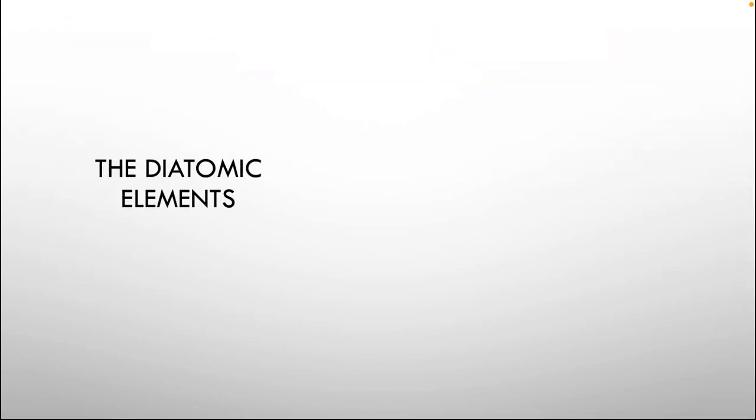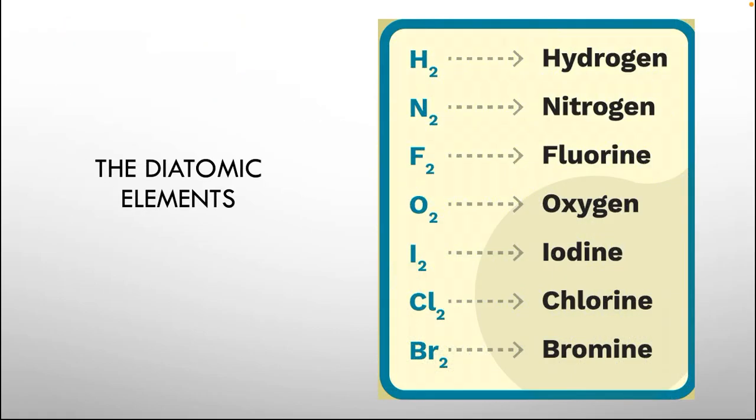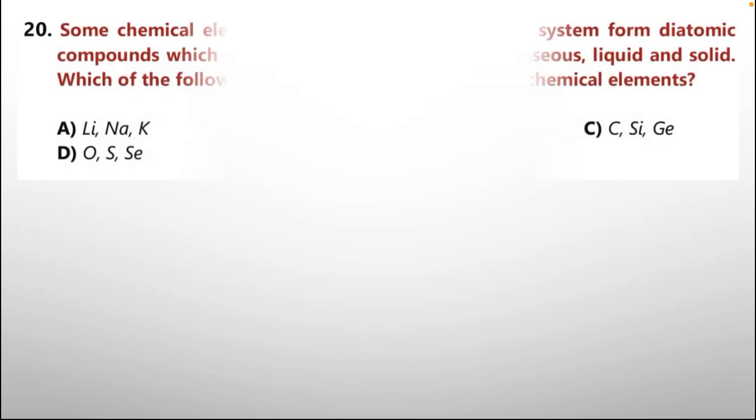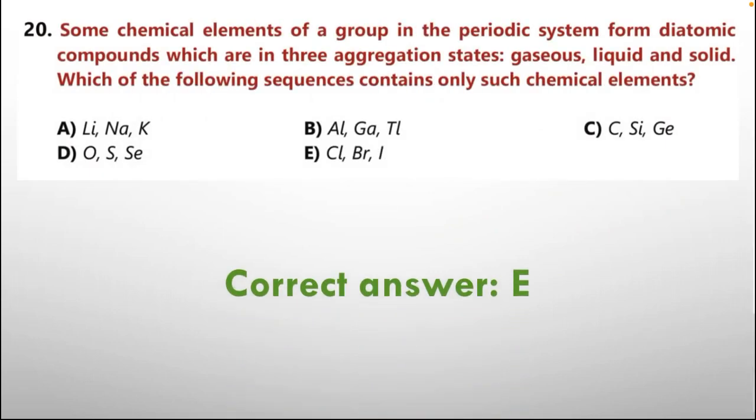The diatomic elements are hydrogen, nitrogen, fluorine, oxygen, iodine, chlorine, and bromine. According to that, option E is correct: chlorine, bromine, and iodine.